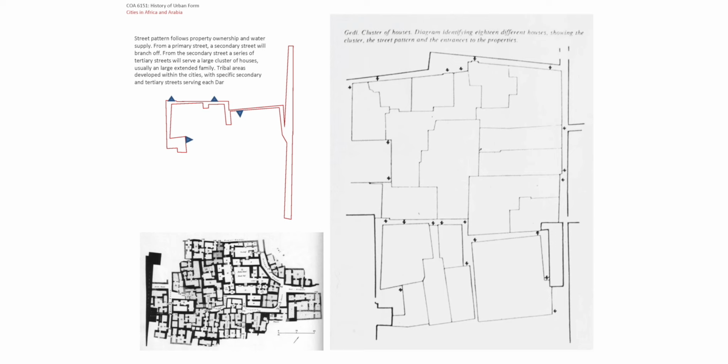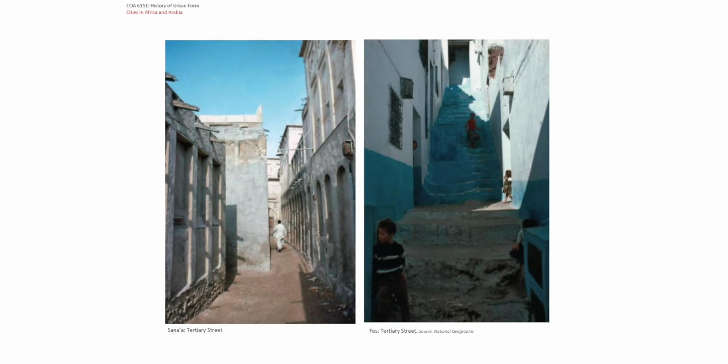So if we look down at Assur on the lower left, we see a very similar pattern here, where we have clusters of housing, identifying 18 different houses, showing that clustering, and then the street pattern and the entrances to those properties. Now, that is actually following the water supply. So you have 2 things. You have familial or tribal ownership, extended families, and then you have this water supply, both of effluent and of clean water coming in.